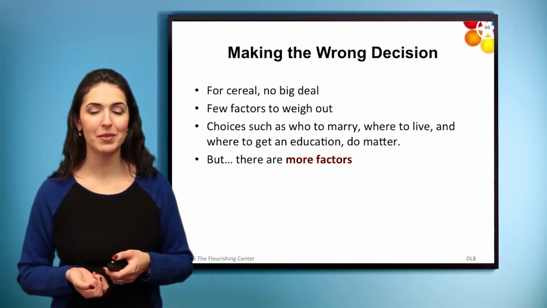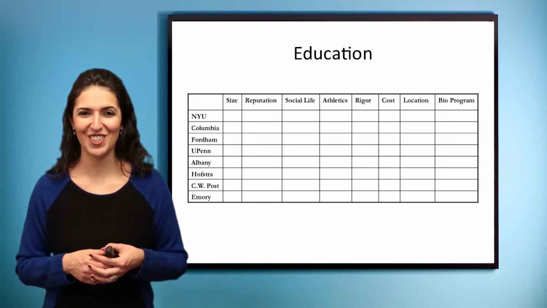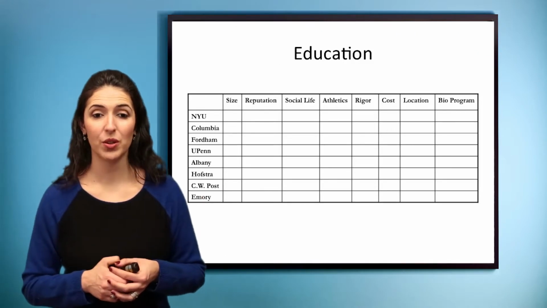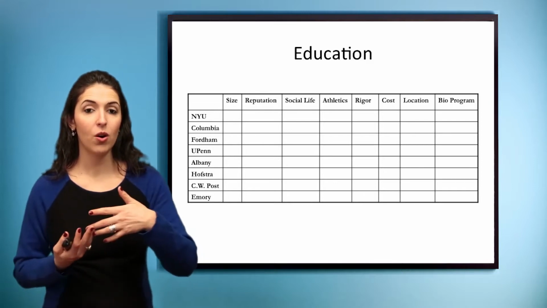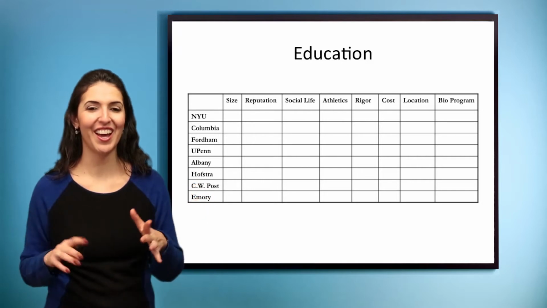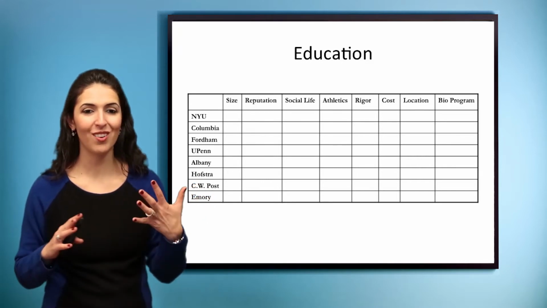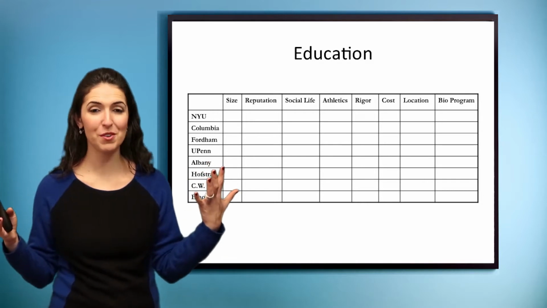difficult the choice becomes. For example, let's say your soon-to-be college student is trying to figure out where they should go to school. They have a whole list of factors to look at. Let's say hypothetically this is New York area. They have, do I want to go to NYU, Columbia, Fordham, UPenn, Albany, Hofstra, CW Post, or Emory?